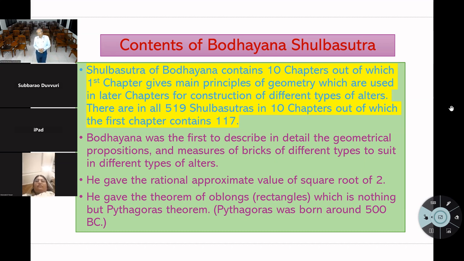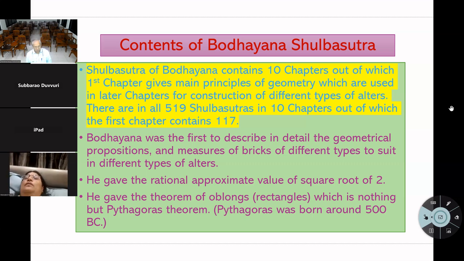He also gave something interesting, a rational approximate value of the square root of 2. As we know, root 2 is an irrational number, it is not rational. So in that case, you should find an approximate value of root 2. It was probably understood by those people that it is not a rational number, and so they tried to give an approximate value of the square root of 2.